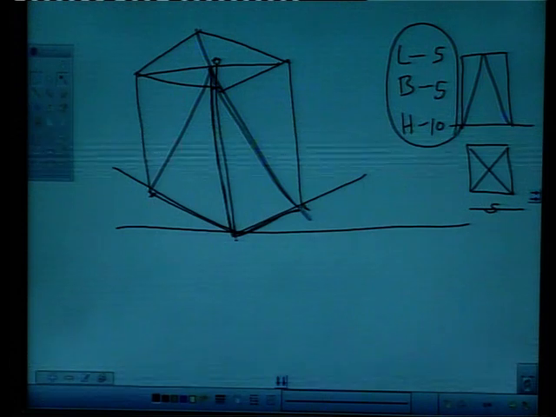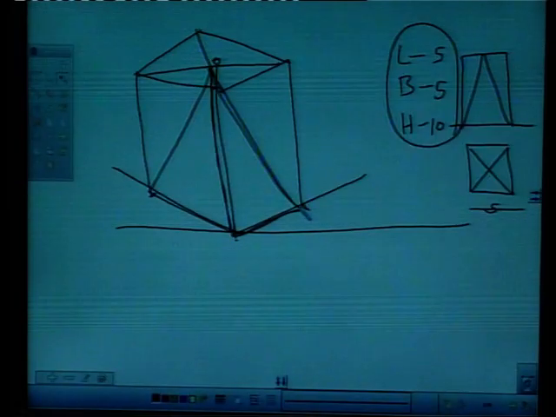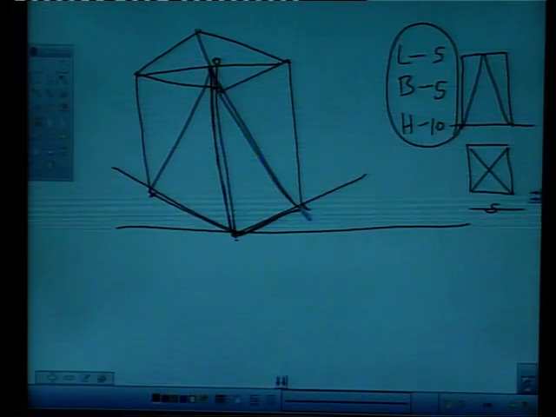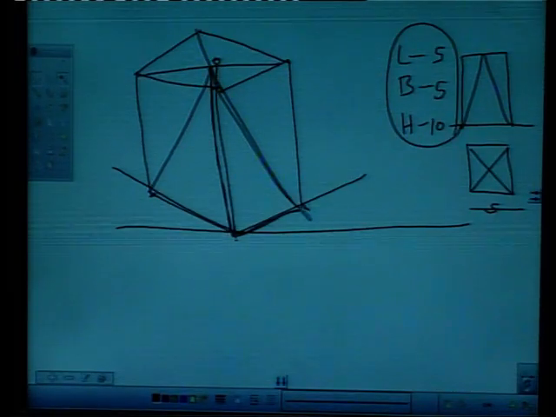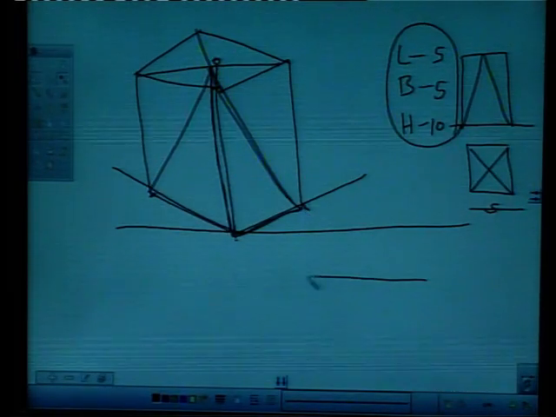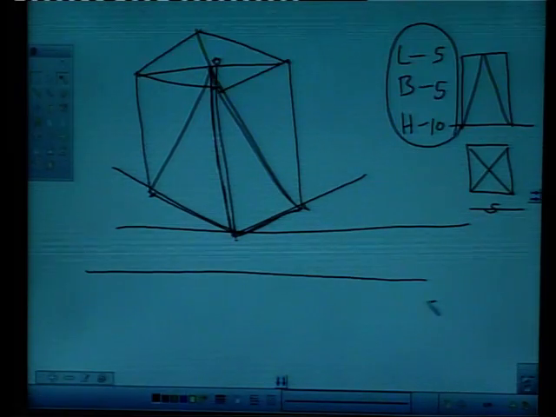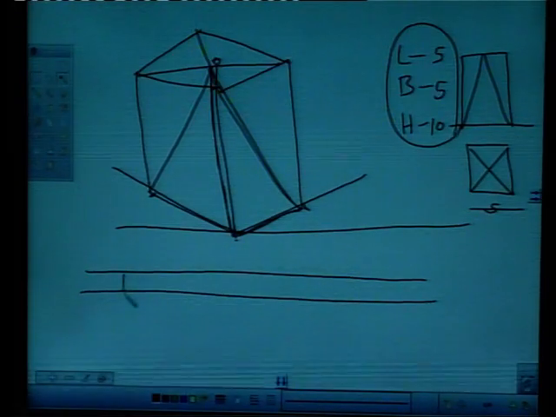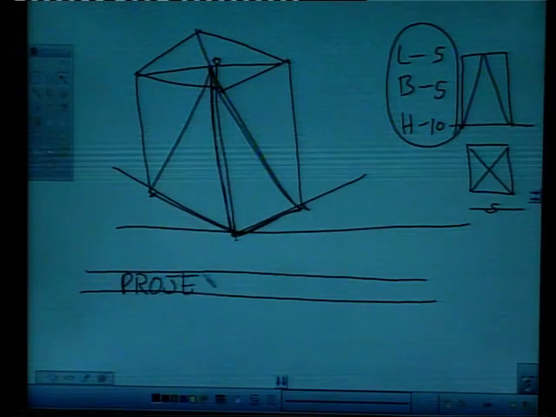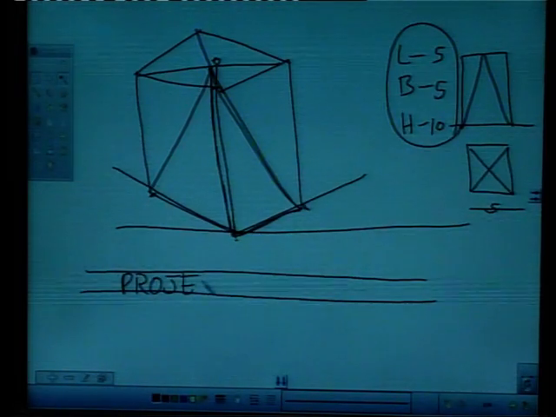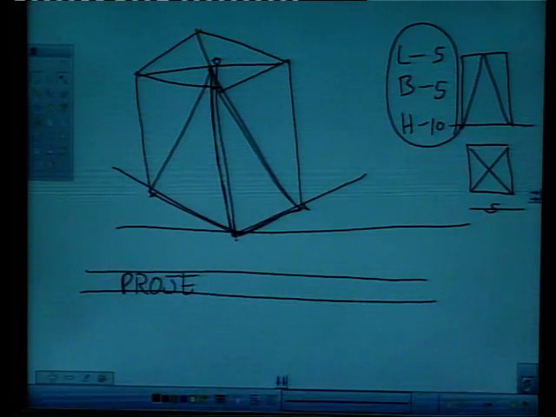What we have done here is we have enclosed our object into a box, which is a cuboid of 5 into 5 into 10. Then we have simply worked out our pyramid, right? And write here: isometric projections of given pyramid, in capitals.